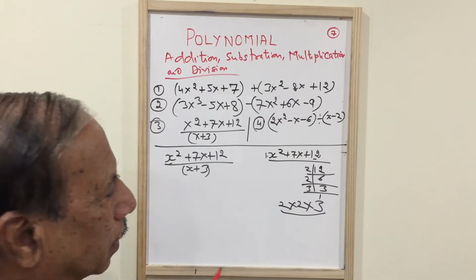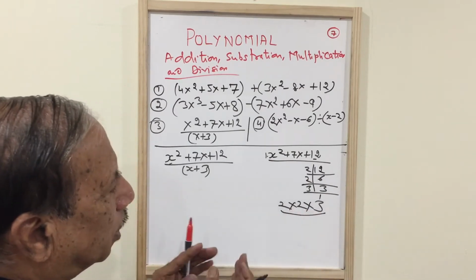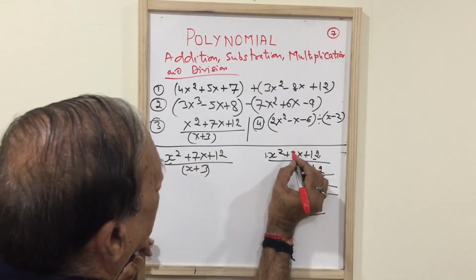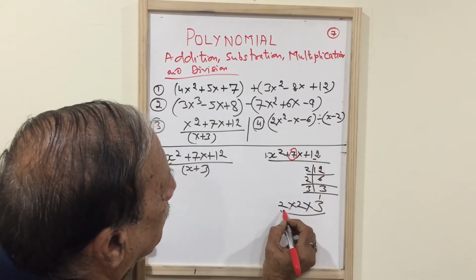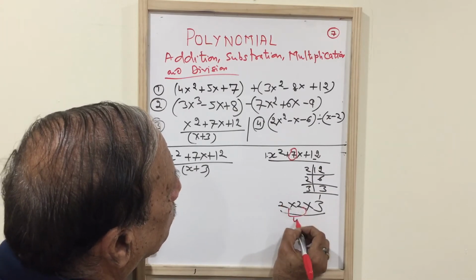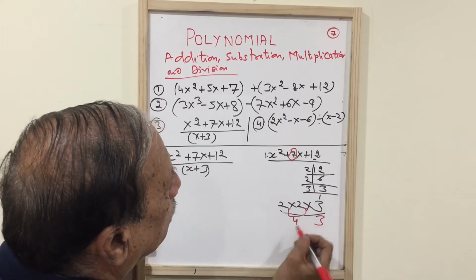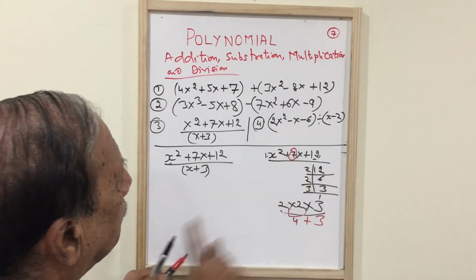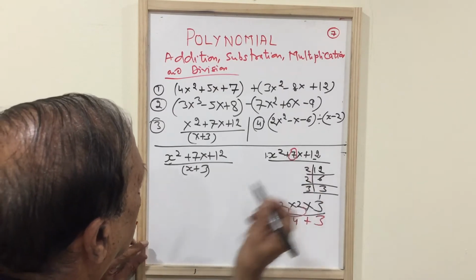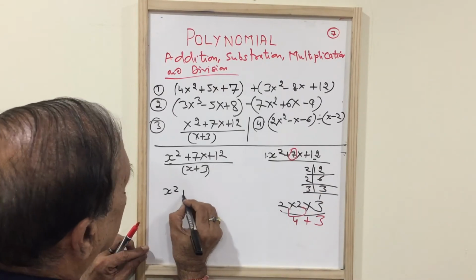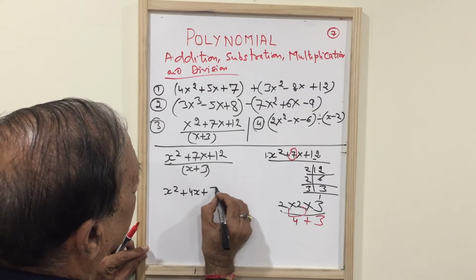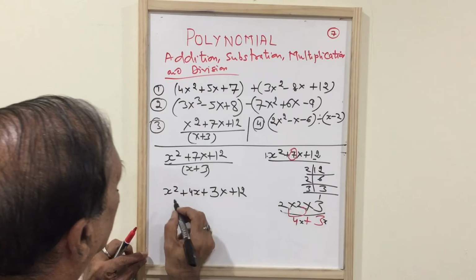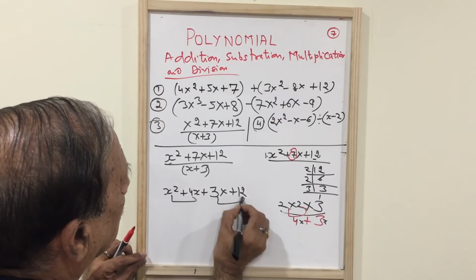We'll add or subtract these numbers in such a way that we should get 7 over here. So we can see from here 2 multiplied by 2 comes to 4, and 3 is another number. If we add, it will become 7. So we'll write in this equation x square plus 4x plus 3x plus 12. So we can add like this. Now we'll group it like this.